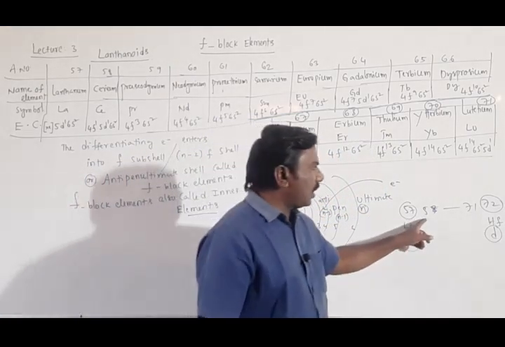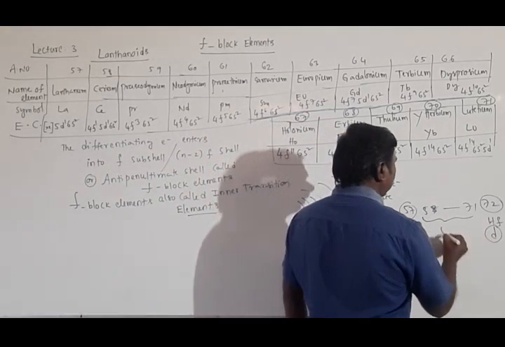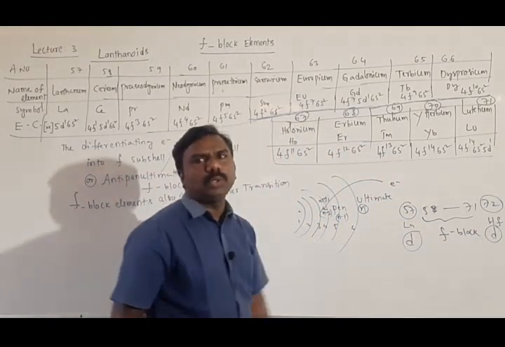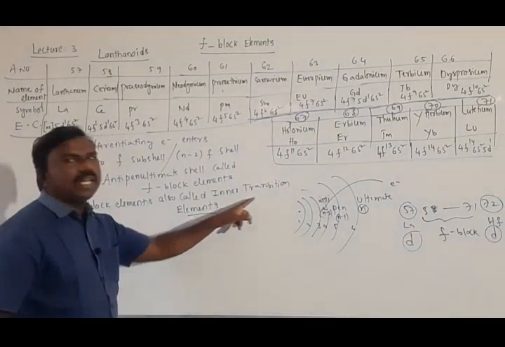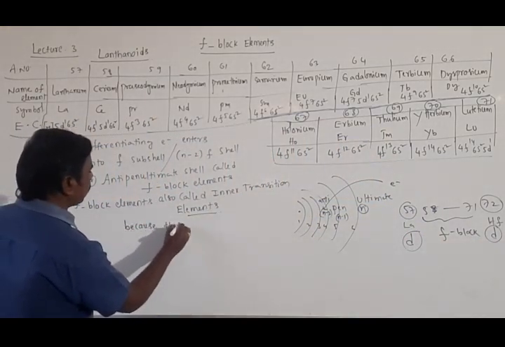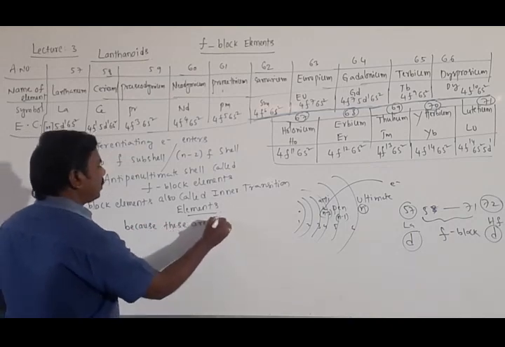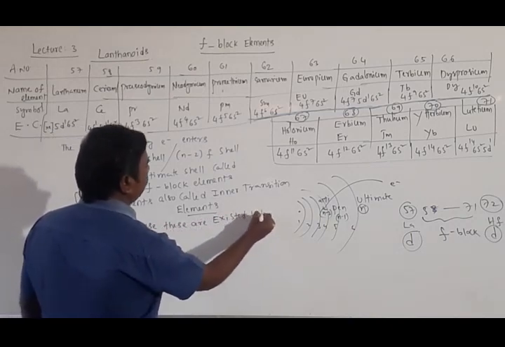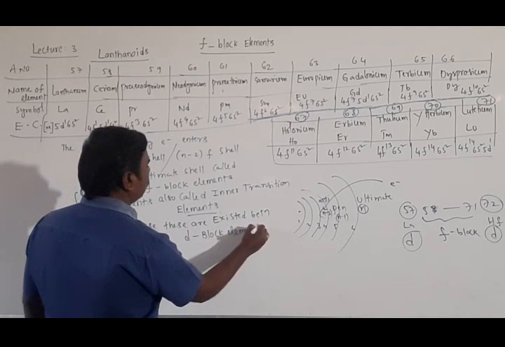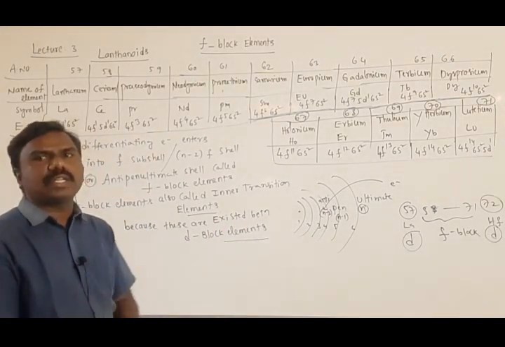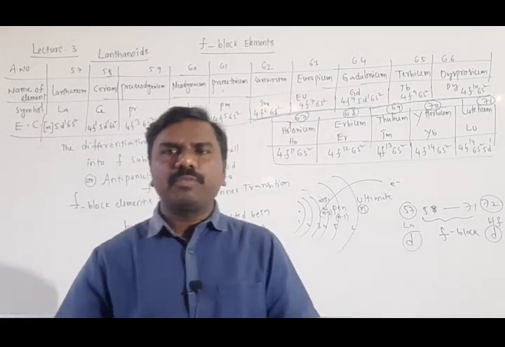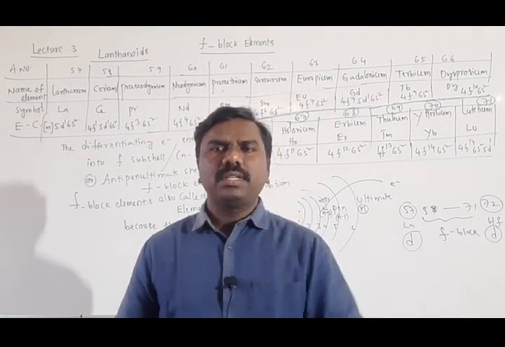That's why these are present in between: 58 to 71 belongs to F block, present in between two D block elements. Hence, these are called inner transition elements because these existed between D block elements. So, inner transition elements or F block elements contain two series of elements.